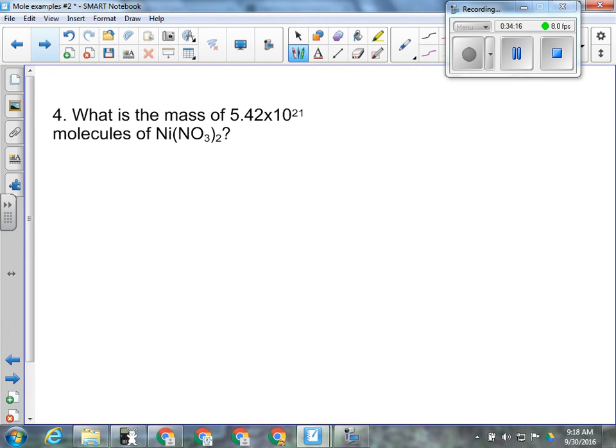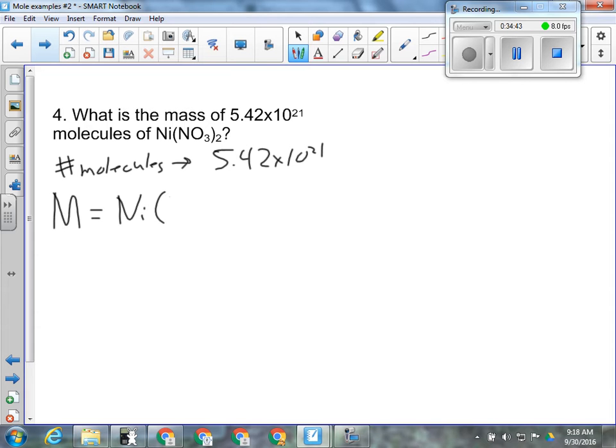All right, last one. You're given the number of molecules and asked to calculate their mass. So it's basically what we just did in reverse. We know the number of molecules is 5.42 times 10 to the 21, and we know that this is nickel(II) nitrate.